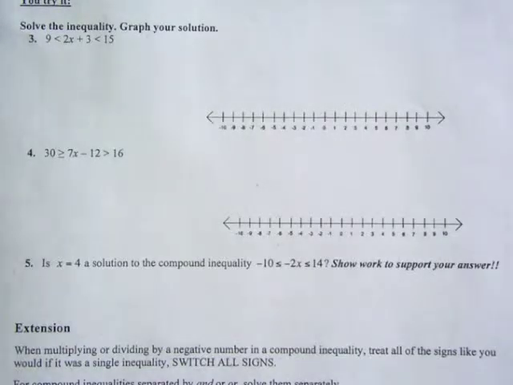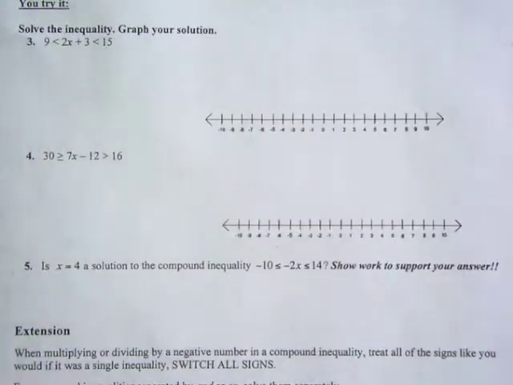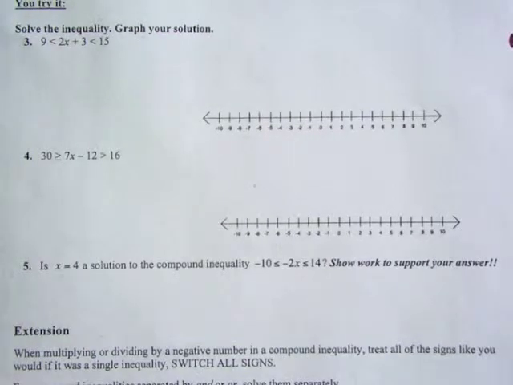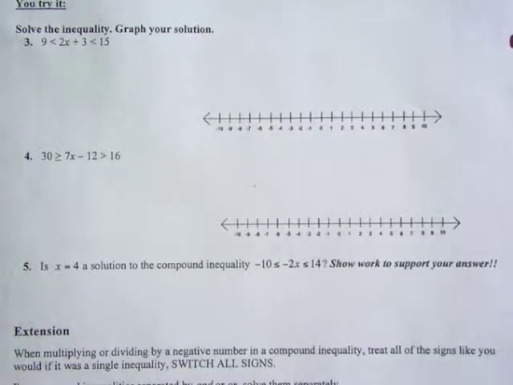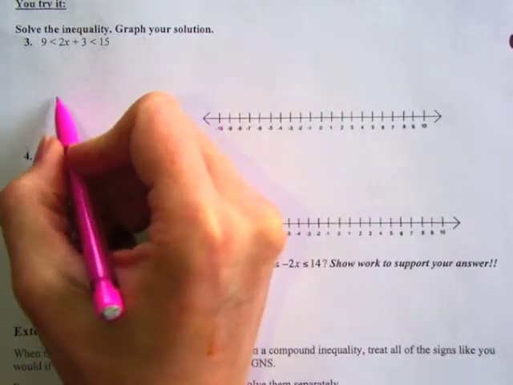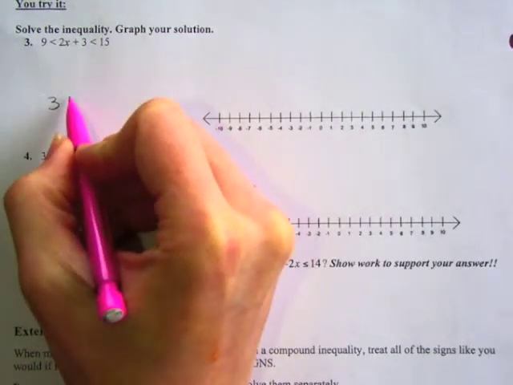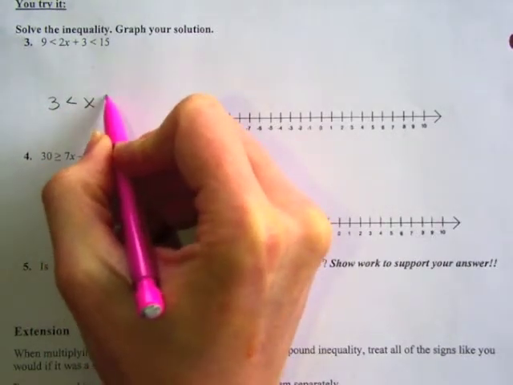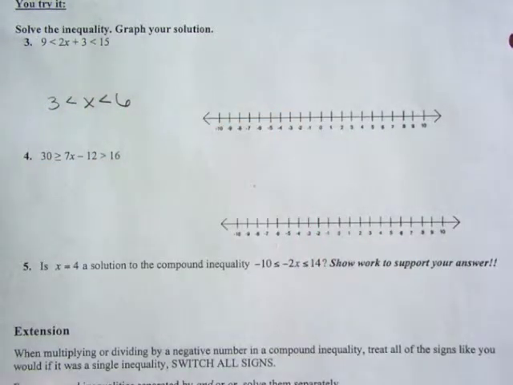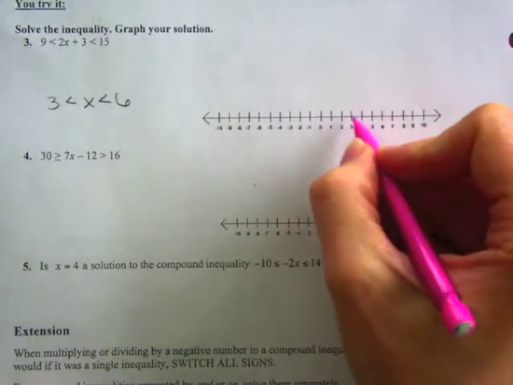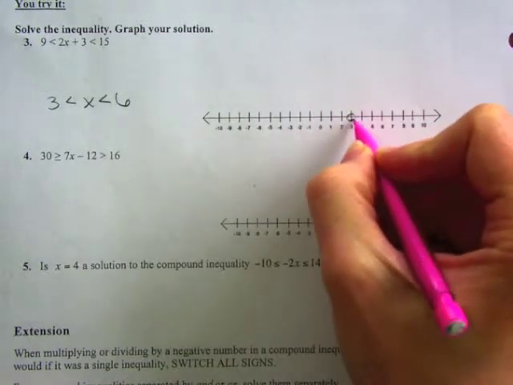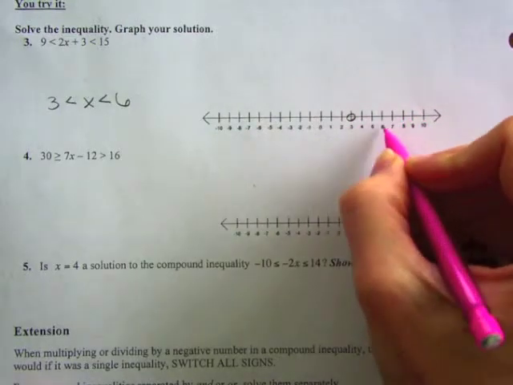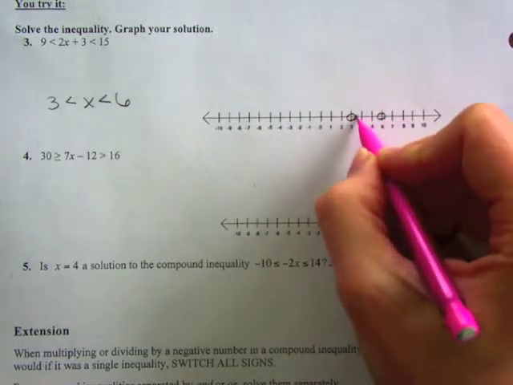Okay, welcome back. Hopefully you have these three completed at this point. You should. Now it's a matter of just checking your solutions to see how they go. So if I work through and solve this, I should get 3 is less than x, which is less than 6. Again, make sure you're working on all 3 sides. Then graphing that, I have open circles for both because I don't have the equal to, one at 3, one at 6, and I'm shading between.